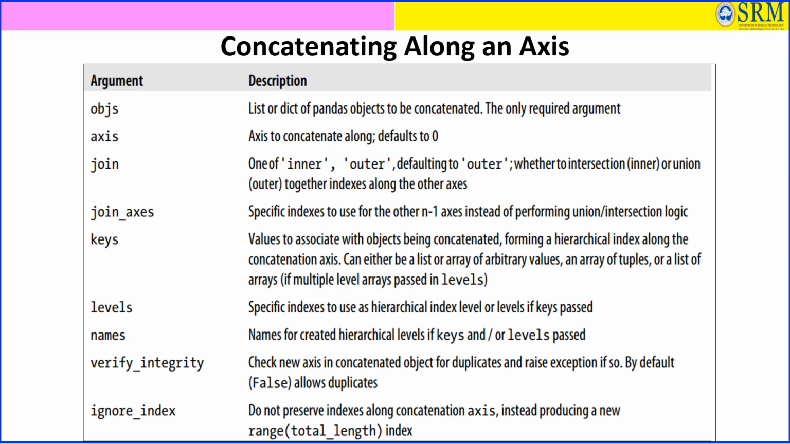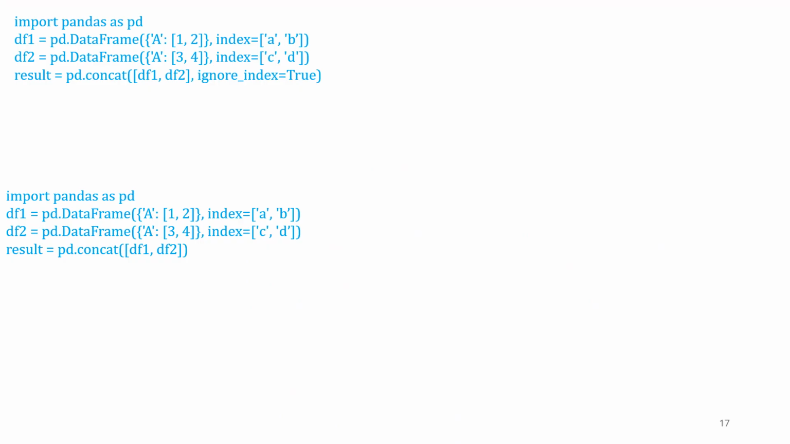So for concatenating along an axis, we need to know what the object is, along which axis it is going to be performed, and then join, axis, keys, levels, names, verify integrity, ignore index. So these are all possible in concatenating along an axis. So let's see one example.